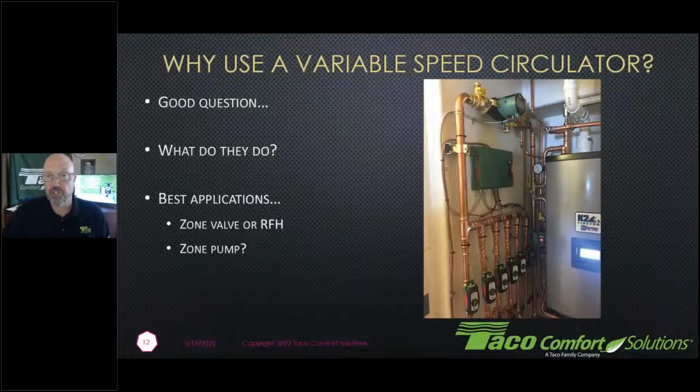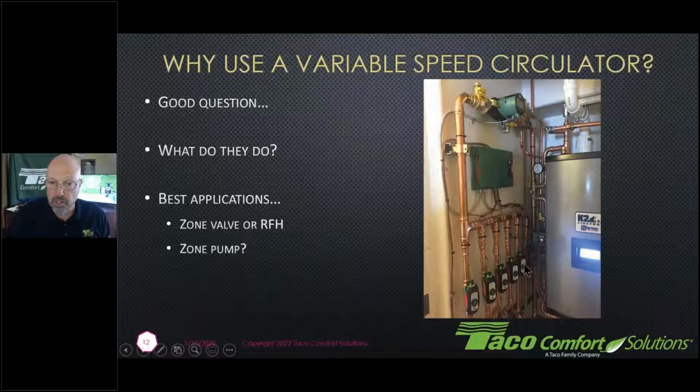So you see here in this photo, the circulator up on top is being used in variable speed because of the zone valves that we have. But then we have this one back here, which is not connected to zone valves. So is this one varying its speed? We see this one probably is, as zone valves open and close.